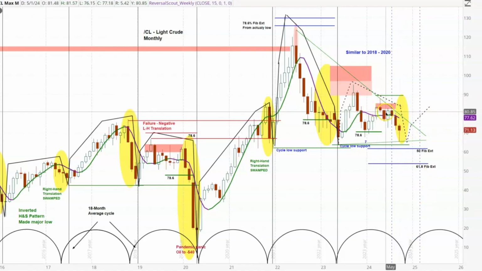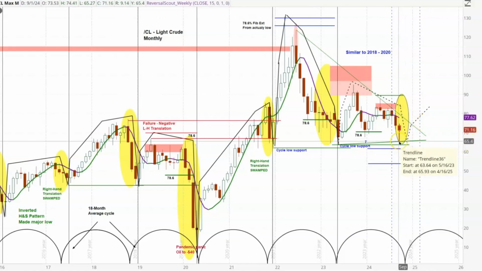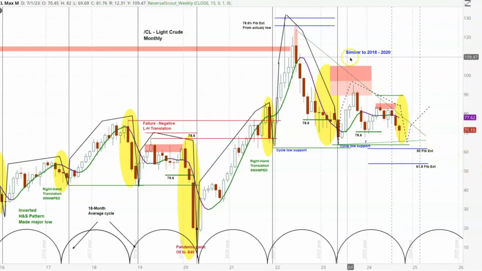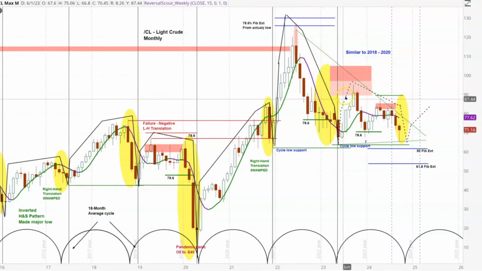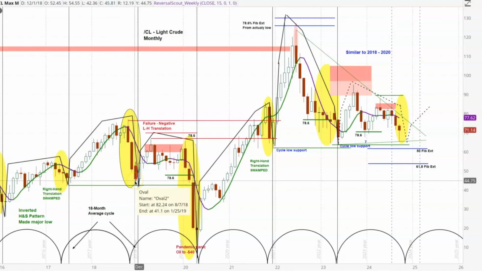We had been bearish and talking about how we're going to see the oil market move into the low 60s, and you can see right over there it did that. Got to about, well, 65, mid 60s. See here, similar to 2018 through 2020, that's right over here. Look at this, a big cycle, a failure in resistance, a big cycle, which gave up the whole cycle that made it look negative for the longer term.